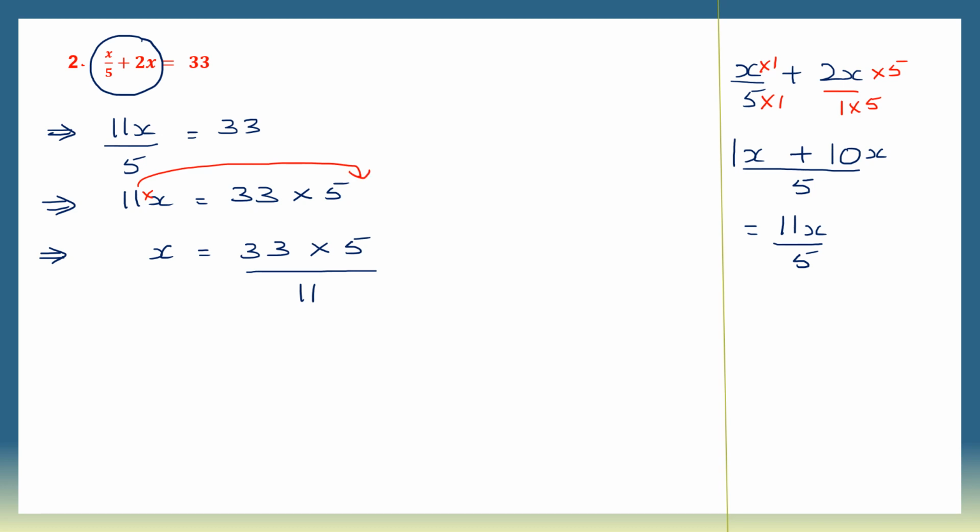Now I can cancel. That's why I did not multiply 33 into 5 earlier because cancelling is easier now. So 11 ones and 11 threes. So this is 3 fives are 15 by 1, which is simply 15. So we have found the value of x and x is equal to 15. So this is our answer.